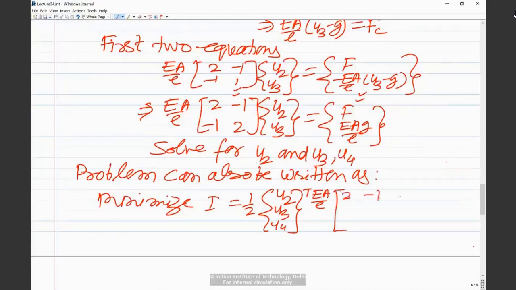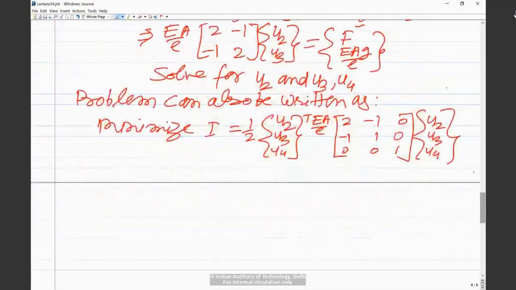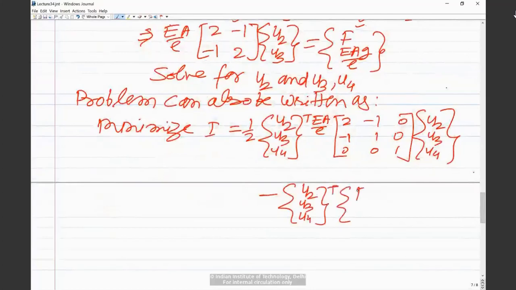So this is [2 -1 0; -1 1 0; 0 0 1] into U2, U3, U4. So it is like half of D transpose K into D, that's the total strain energy, minus the potential of external forces, so that would be U2, U3, U4 transpose into F, 0, 0. Now we are talking of a case where F is greater than F star, so then U3 minus U4 has to be equal to G.